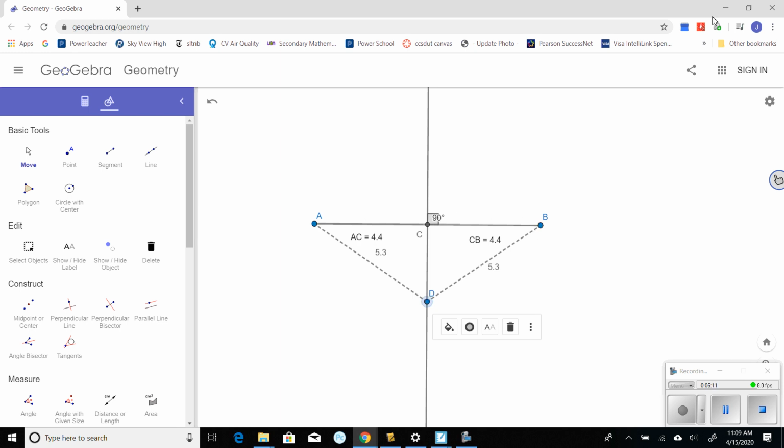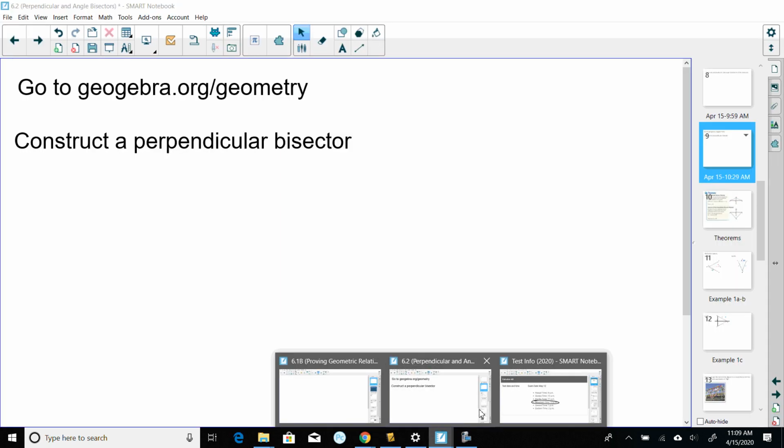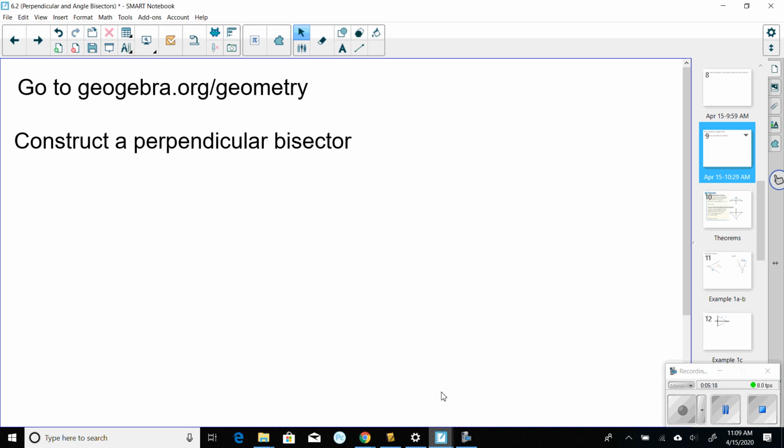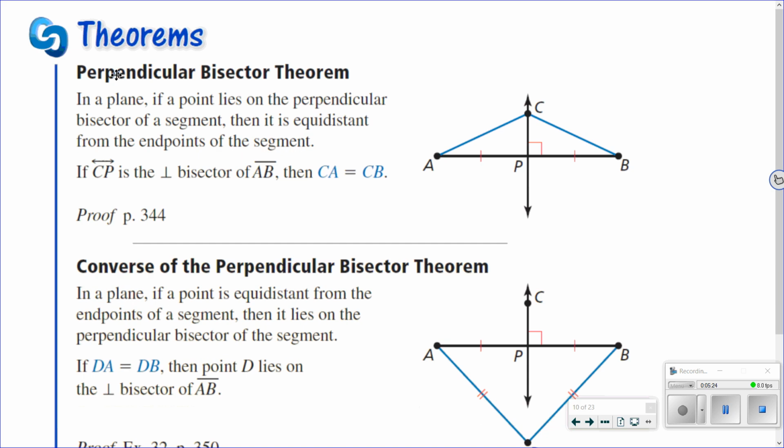Okay, so I'm going to leave GeoGebra for a minute here. I'm going to go back to our stuff we're working on here, and this is your first theorem in your book. So you ought to have this included in your notes there. There's two of them. The first one says, if a point lies on a perpendicular bisector of a segment, then it's equal distance from the endpoints of the segment.